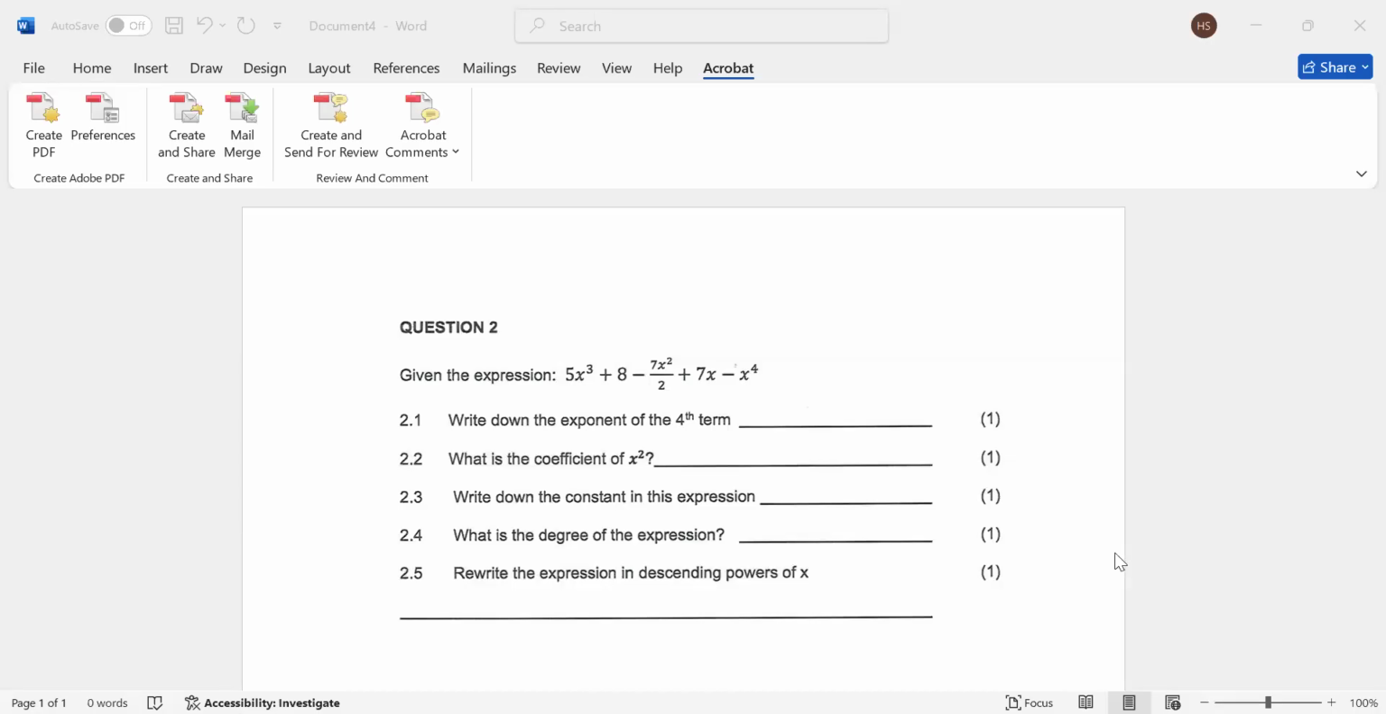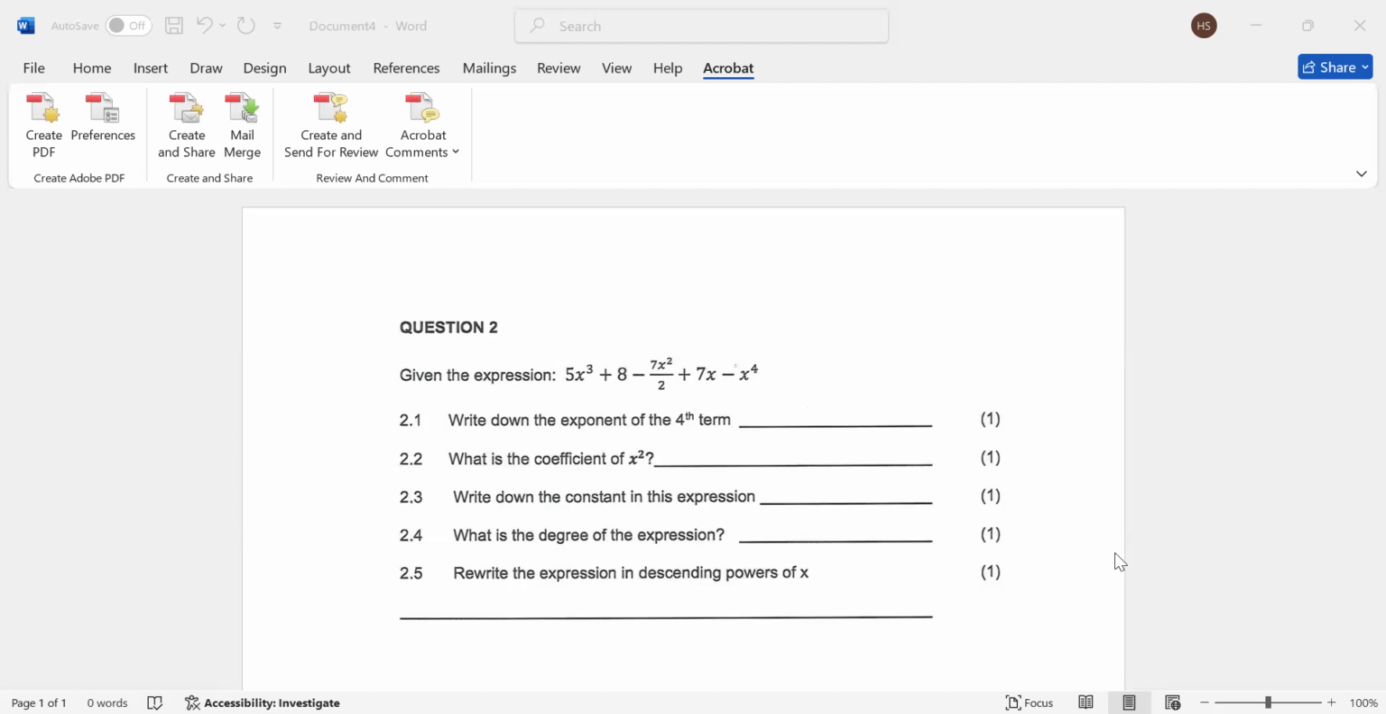So yeah, in question 2, they say given the expression 5x cubed, 8 minus 7 all over 2x squared plus 7x minus x to the power of 4. And then they say, how many terms are here? They didn't ask that question, but let's talk about it. How many terms do you see there?